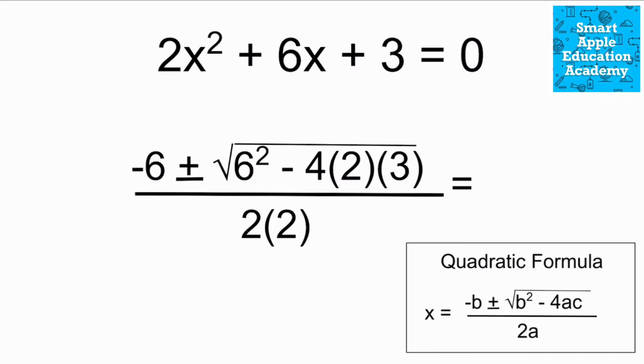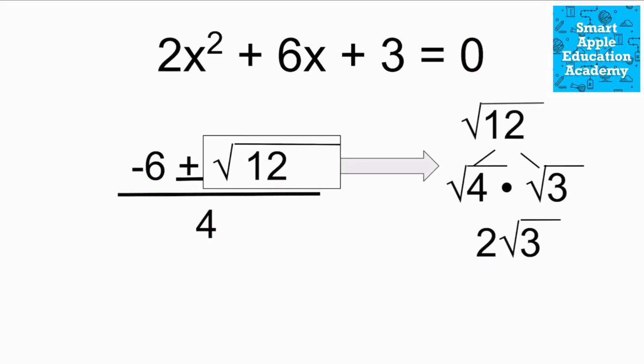Now let's simplify this further. If you look under that radical sign, you'll see 6 squared minus 4 times 2 times 3. 6 squared equals 36, 4 times 2 equals 8, 8 times 3 equals 24, and then 36 minus 24 equals 12, so we can simplify that to the square root of 12. And if you look at the bottom part of that division sign, you'll see 2 times 2, and 2 times 2 equals 4, so we can just simplify that to 4. Okay, so we simplified it down to negative 6 plus or minus the square root of 12 over 4.